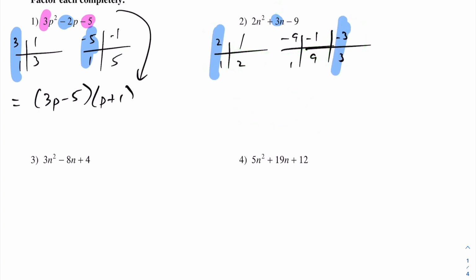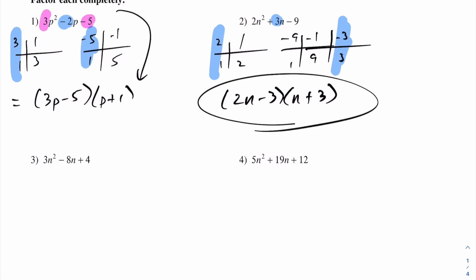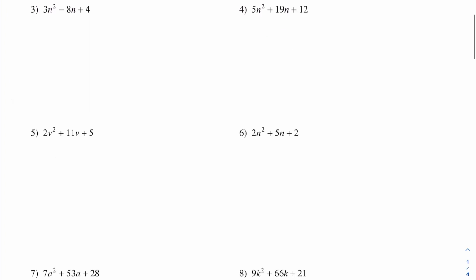So we're going to go ahead and highlight these. And now you read this from left to right. So this is going to be 2n minus 3 times n plus 3. And we get our answer for this one. Moving along here, same idea. Going to go ahead and write down the factors of 3 and the factors of 4 here.